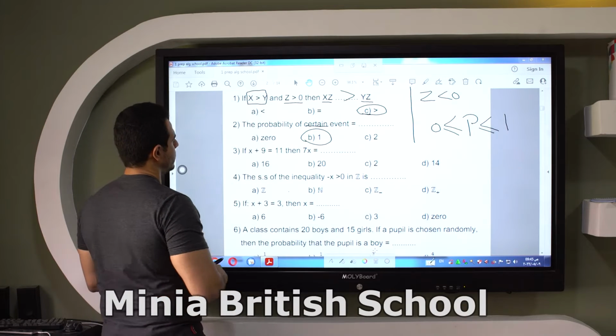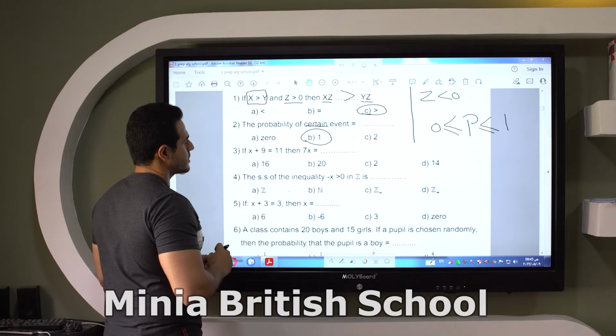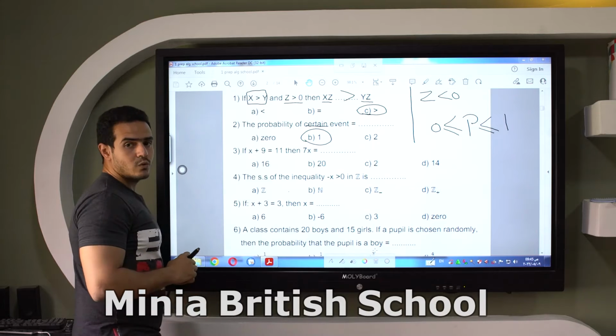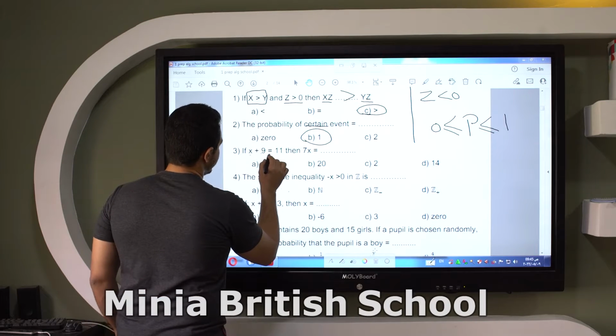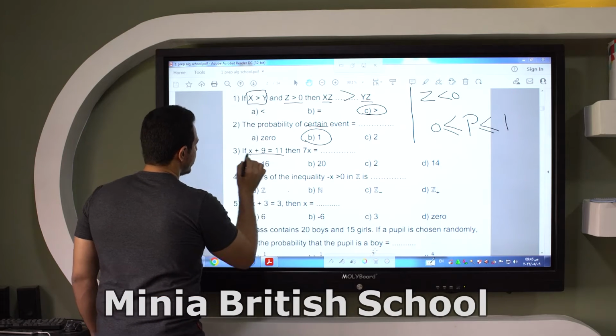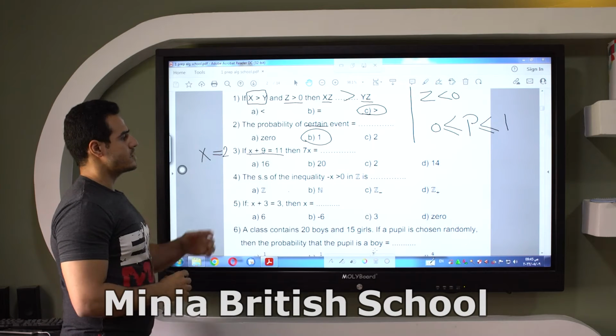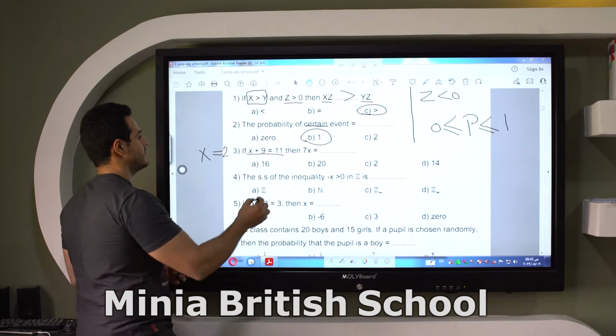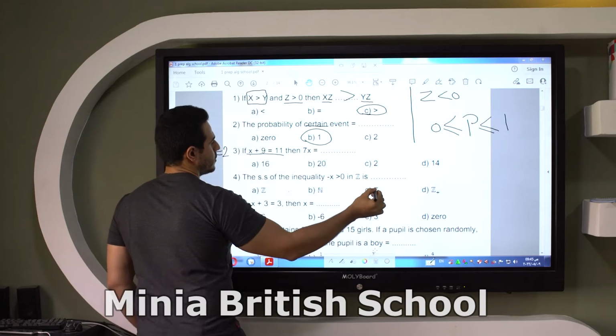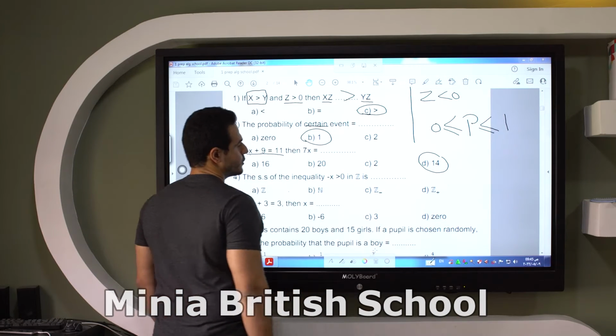Number 3, if x plus 9 equals 11, then 7x equals what? x plus 9 equals 11. From this equation, we find x equals 2. Now let's find 7x. 7x, that means 7 times 2 equals 14.